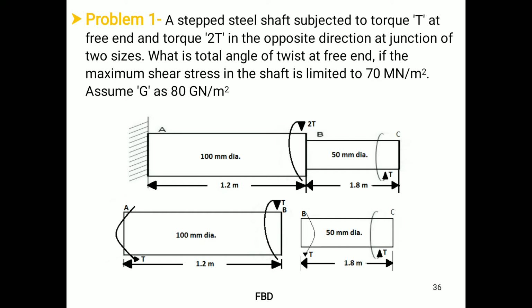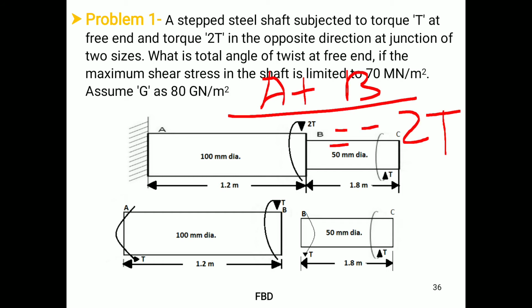So how to find out that particular torque? Remember that at B we have a resultant, that is twice T. It is acting in clockwise direction. So remember the sign convention. At B it is acting in clockwise direction, so it will be negative, because we have considered anti-clockwise as positive and clockwise as negative. So this is the resultant equal to minus twice T.